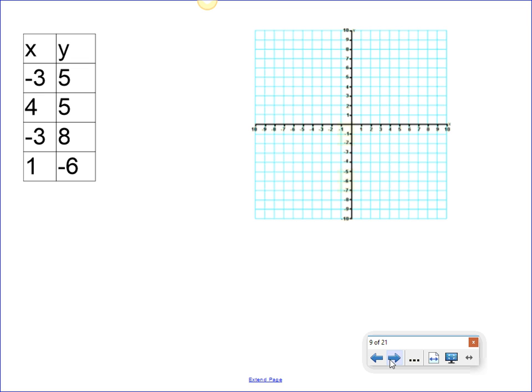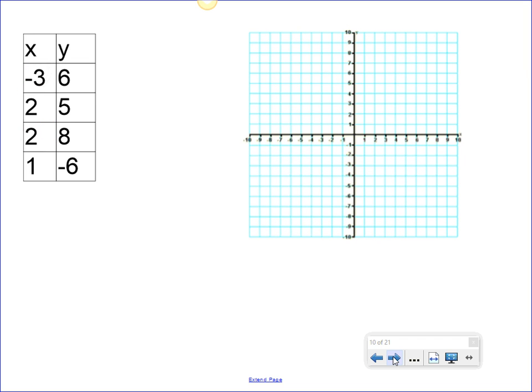Okay, if we looked at this one, we got a negative 3, 5. We got a 4, 5. We got a negative 3, 8. We got a 1, negative 6. And once again, hopefully we can see that these two right here tell me it's not a function. If I'm looking at it graphically, again, they're stacked on top of each other.